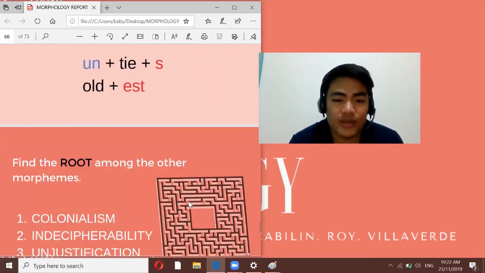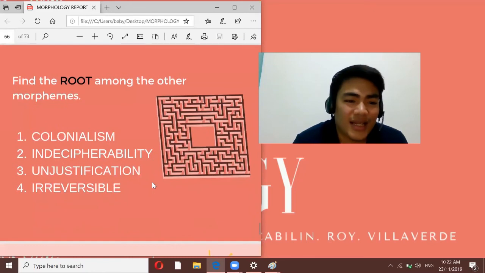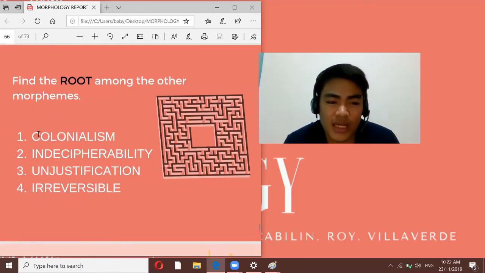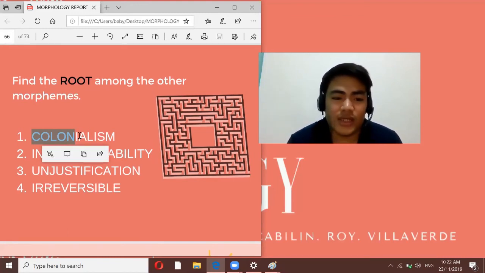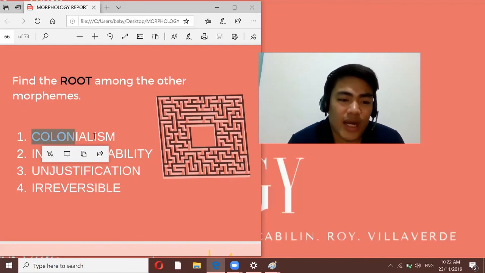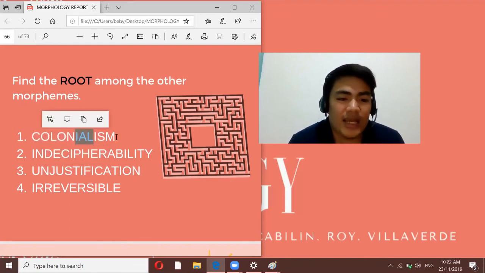Let's have a short exercise. Let's try to find the root among the morphemes here. What do you think is the root of the word colonialism? Yes, that's colony. And then it underwent morphological changes, of course. We added the morphemes al and ism.